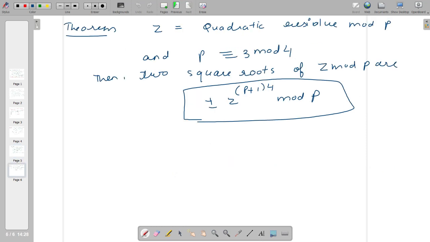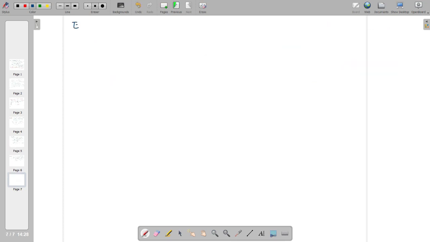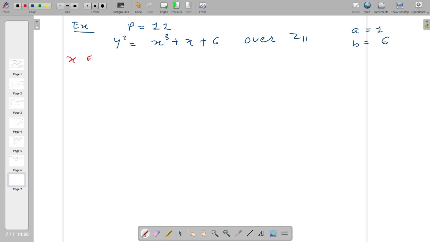Now let's take an example and calculate the points on an elliptic curve under mod p. So let's say p is equal to 11, and y square is equal to x cube plus x plus 6 over Z11. When I write y square is equal to x cube plus x plus 6, it means a is equal to 1 and b is equal to 6, and x belongs to Z11. So let me calculate here. x will be 0 to 10.